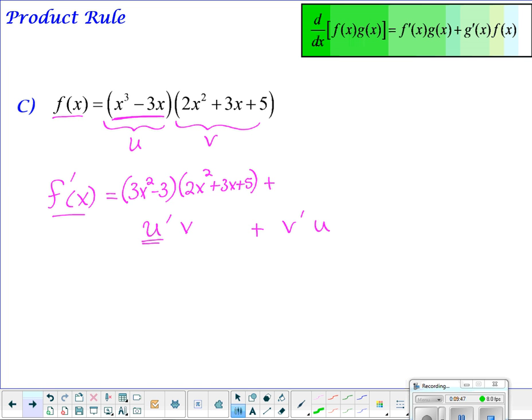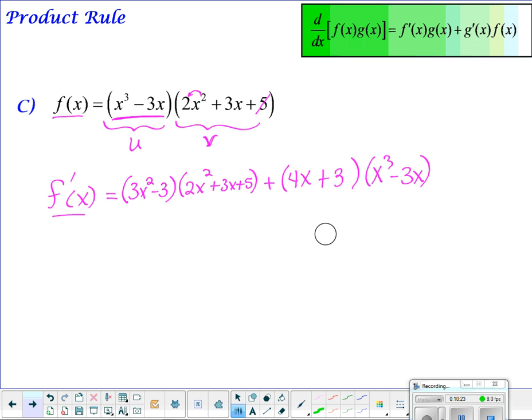Addition comes next, and now I want to look at the derivative of the second term, my v term here. And that's going to be power rule. 2 comes down, multiplies by 2, gives us 4x. Plus 1 comes down, multiplies by the 3, gives us 3. X will go to a 0 power because we reduce the power by 1. The derivative of 5 will go to 0. Now I need to multiply it by u, which is our first term, x cubed minus 3x. There's the layout.